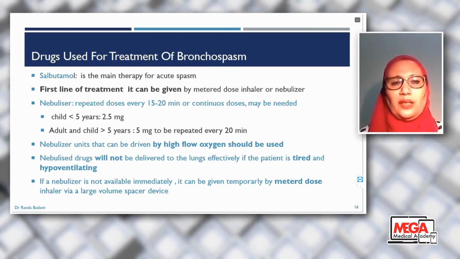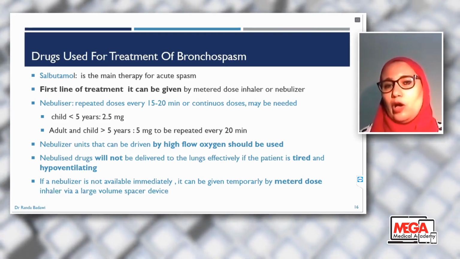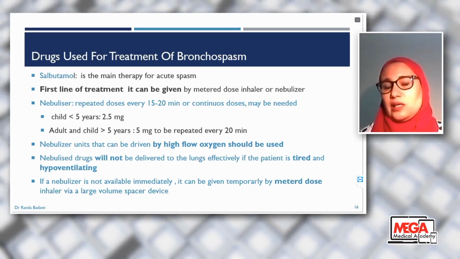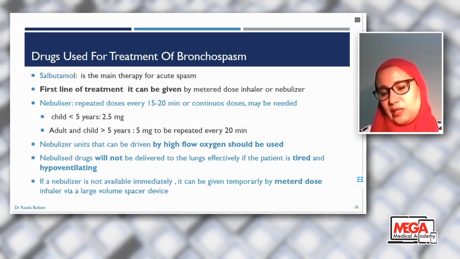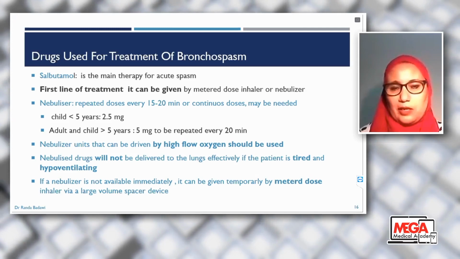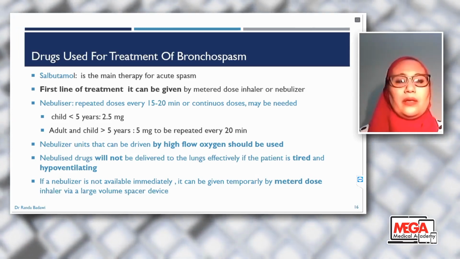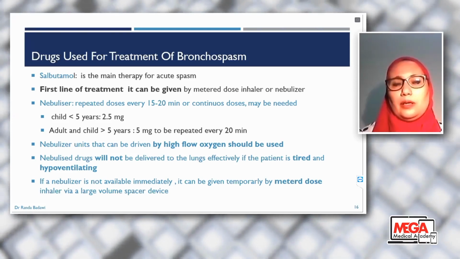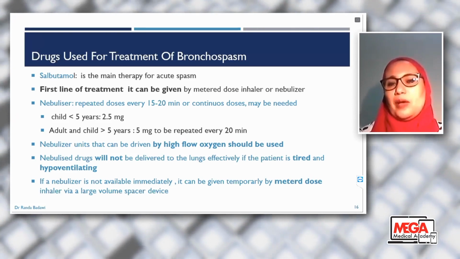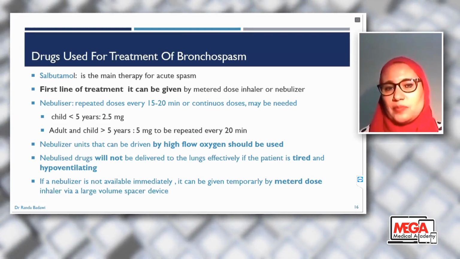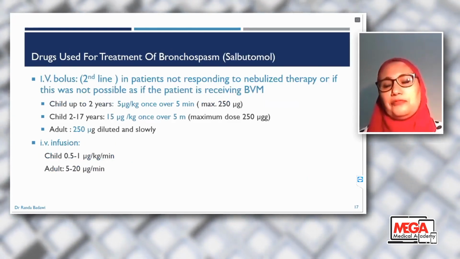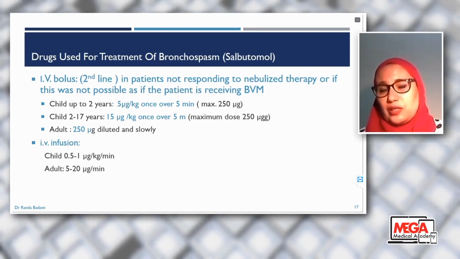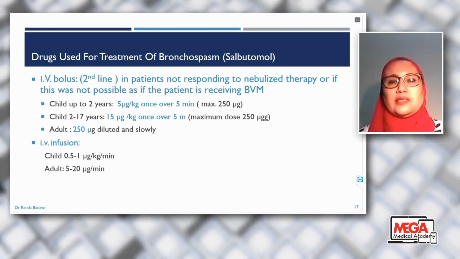The nebulizer should be given with high flow oxygen, as nebulized drugs will not be delivered to the lung effectively if the patient is hypoventilating. This is if the patient is spontaneously breathing, definitely, or is not under anesthesia at all. This is a common recommendation. If a nebulizer is not available right now or immediately, you can give temporarily a metered dose inhaler via a large volume spacer device. Then, if no response with the nebulized salbutamol, we have to shift to the intravenous route. This is the second line route, I mean, for the beta stimulant.